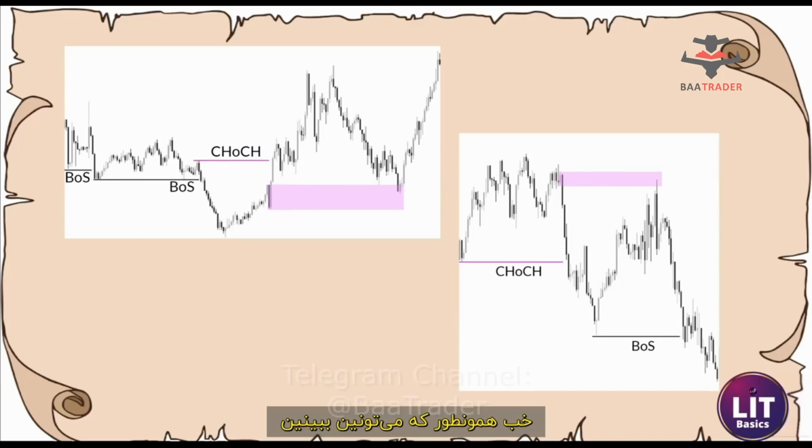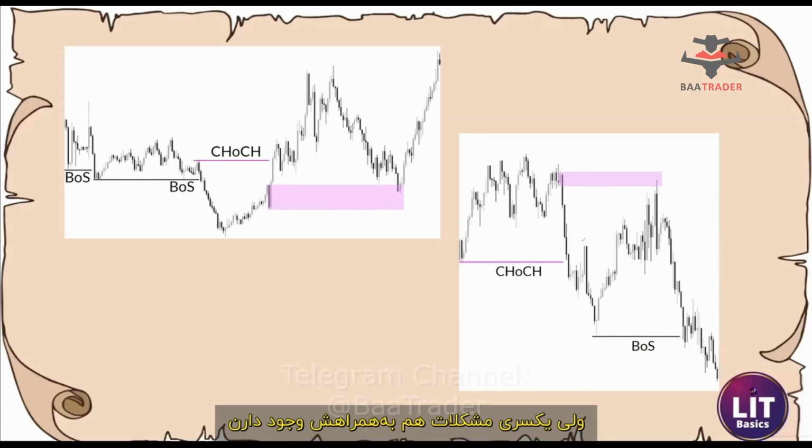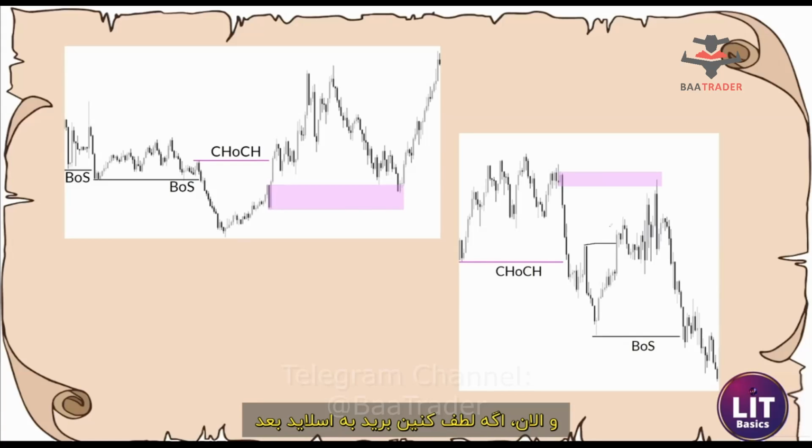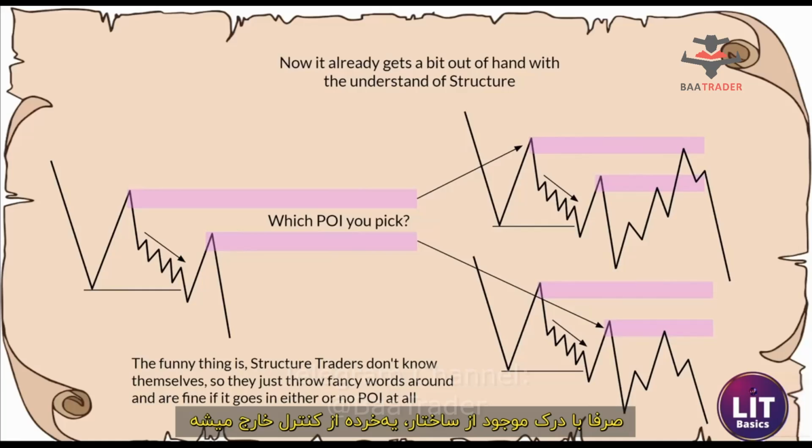Yeah, so as you can see already, again, it looks tidy, looks amazing, looks clean, everything like, oh yeah, that's amazing. But of course, there will be a few issues with that. Now, if you go to the next slide, we can find out where these issues come from. It already gets a little bit out of hand by just using structure and the understanding and purpose of it.